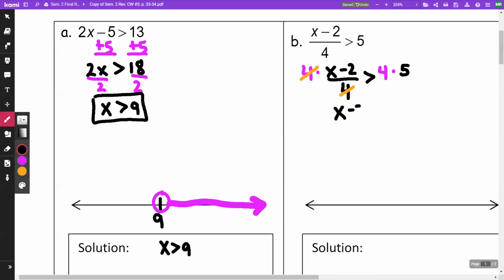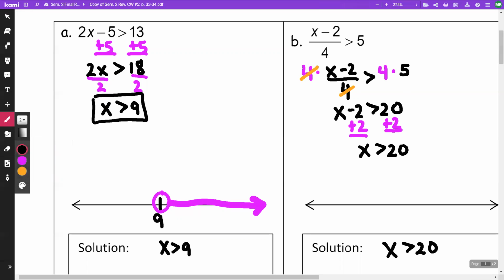So this is going to be x minus 2 is greater than 20. I'm going to add 2 to both sides. And adding 2 does not change the direction of my inequality. So I'm going to get x is greater than 20. So I'm going to put 20 here. This is going to be an open circle. And I am going to be shading to the right.